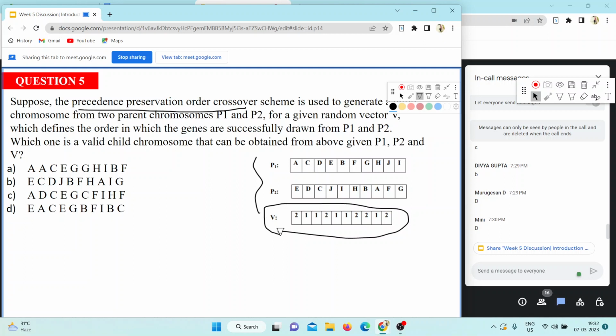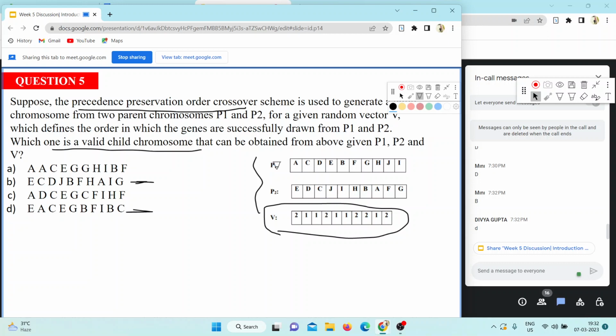So any guesses for this? Here it is asked which one is a valid child chromosome that can be obtained from P1 and P2. So any answer? Any guesses? What is the child? These are the two parents, and we are given a mask over here. Mini is telling B. Okay, Divya is telling D. Any other guesses for this?